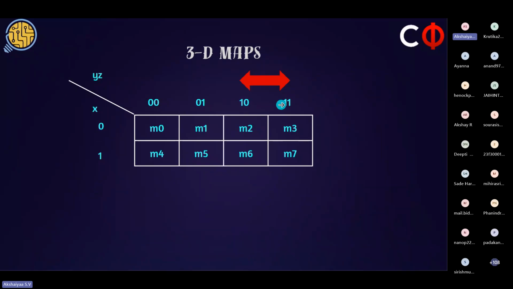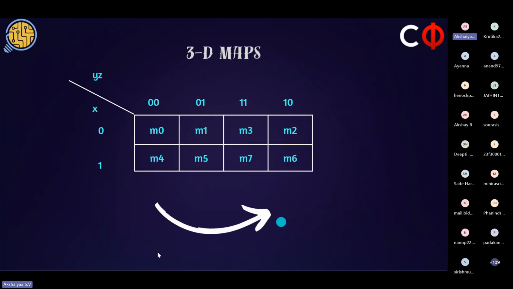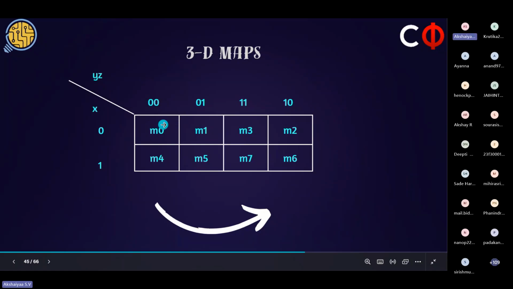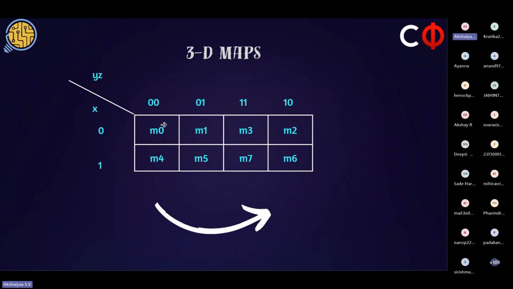But if you look at these two terms, 0 1 and 1 0, what do you notice? They differ in two places, right? Here the 1, here 0, here 1, here 0. So I'm going to slightly reverse these last two columns and we arrive at this structure. This is how the minterms are actually placed: M0, M1, M2, M3, M4, M5, M6 and M7.